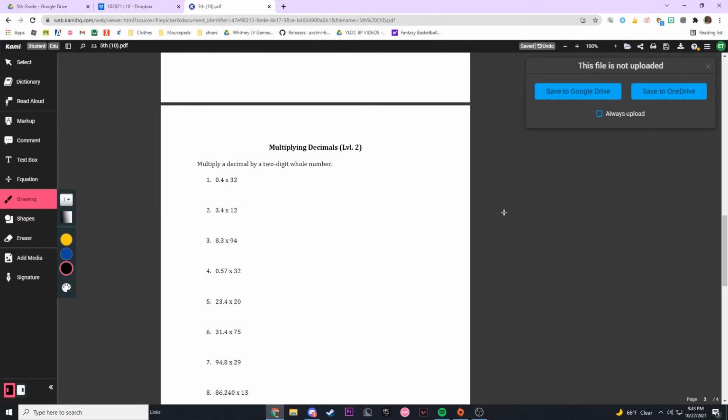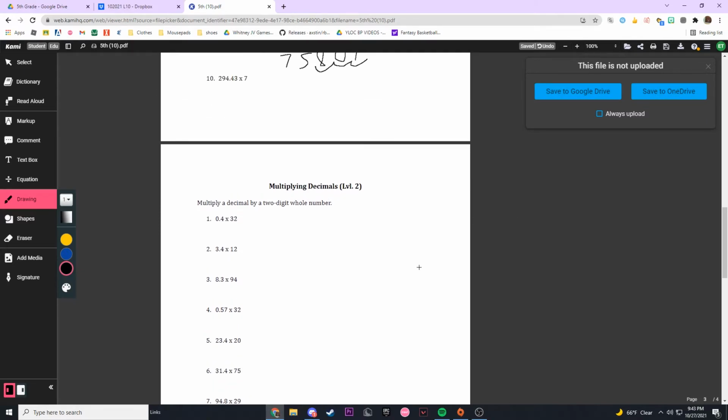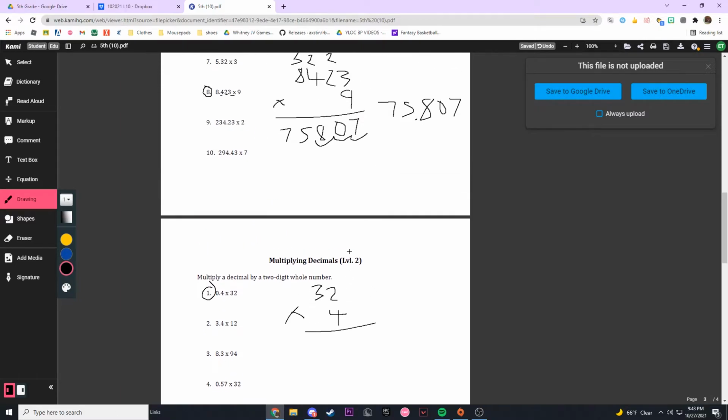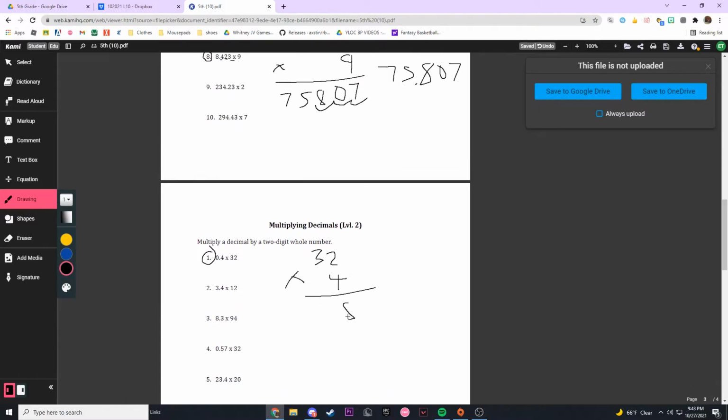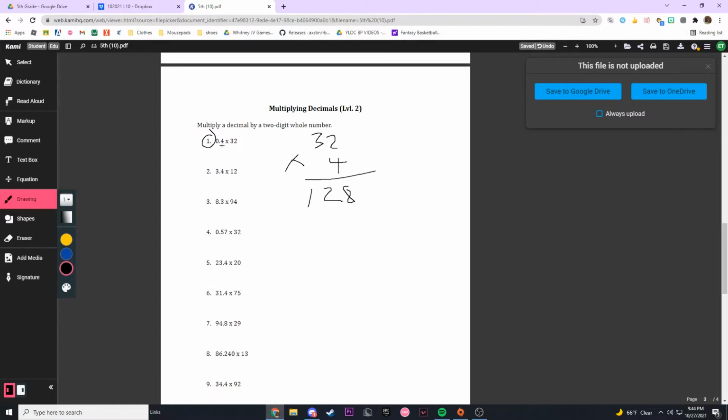For the next page, we're going to be multiplying by a two-digit number. It's just the same concept. So for number 1, we're multiplying 0.4 times 32. We ignore the decimal place, so it becomes 32 times 4. So 4 times 2 is 8. 4 times 3 is 12. And we look at how many numbers are on the right of the decimal place, and it's only one. So we just move the decimal place to the left one time. So for number 1, our final answer is 12.8.